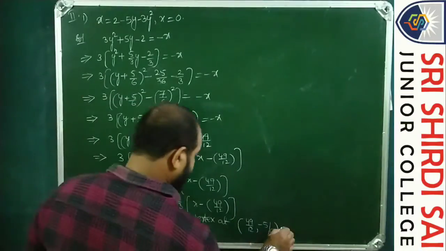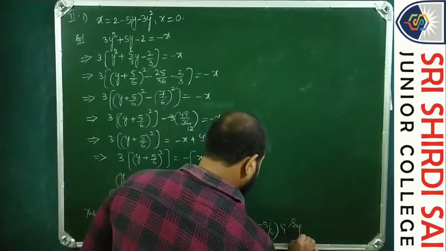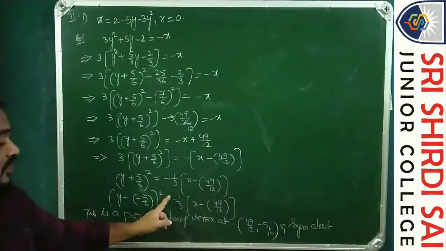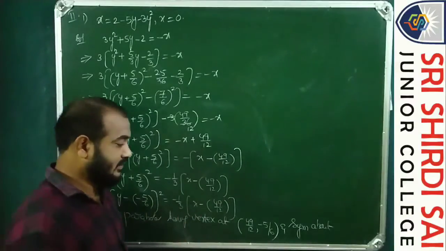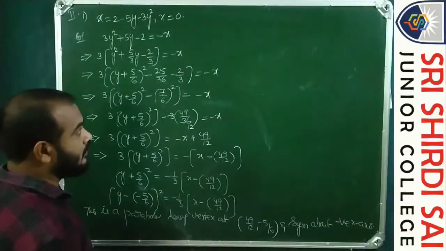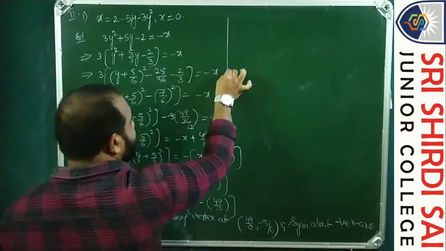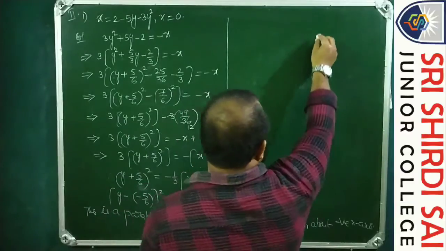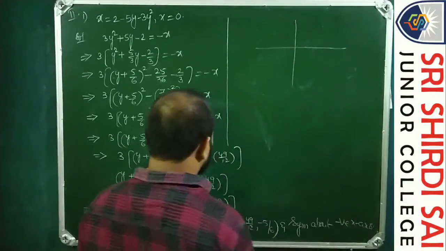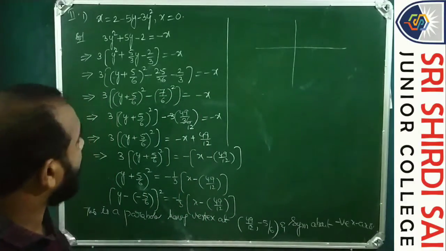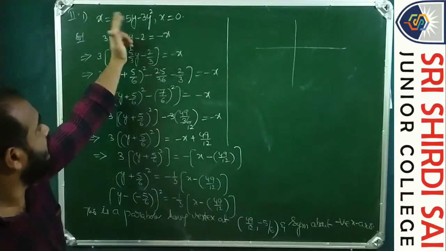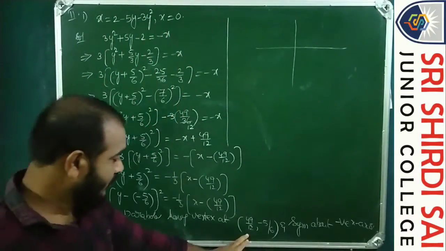And symmetric about, see this here, y power 2, so symmetric about x-axis, negative x-axis. Here x has got negative sign, negative x-axis. So based on this, let us try to draw the diagram. So let us take this coordinate axis now.